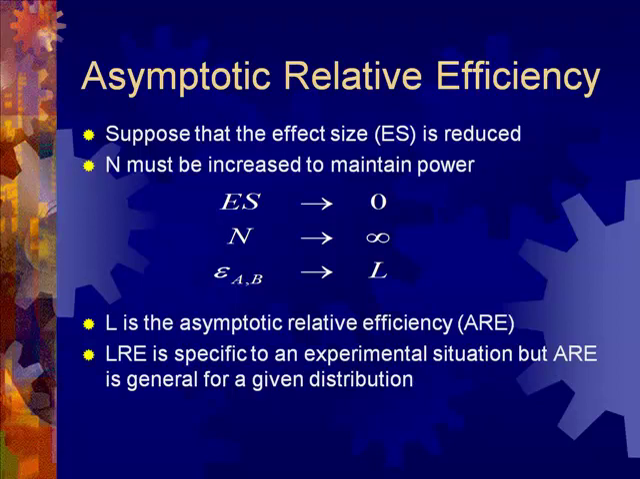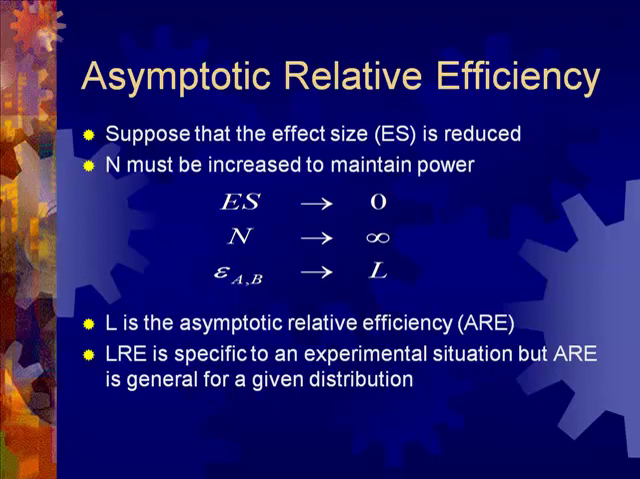So if the matched pair Wilcoxon has a certain efficiency compared to the t-test for the logistic distribution, it likely will have a different efficiency when we look at the Laplace distribution. However, once we've calculated the efficiency for that distribution, that's it. It's a set number, so we can publish those numbers, and in fact those numbers are published. We can look up asymptotic relative efficiencies so that we know for a particular distribution which test is most efficient.